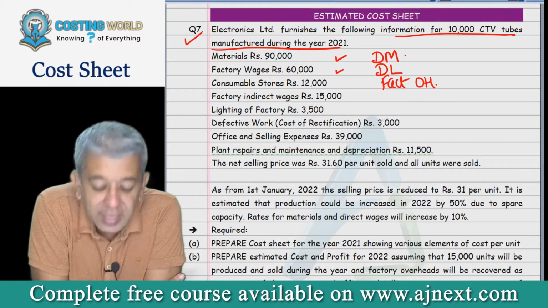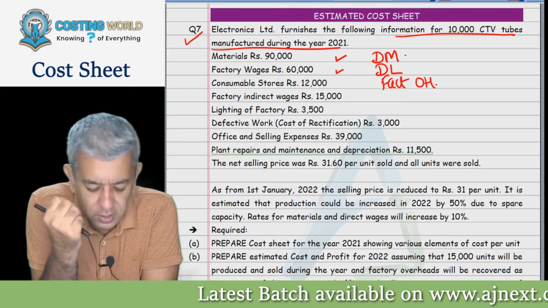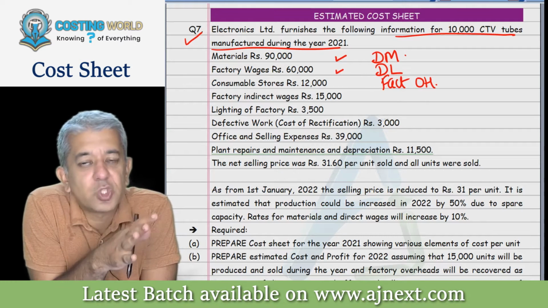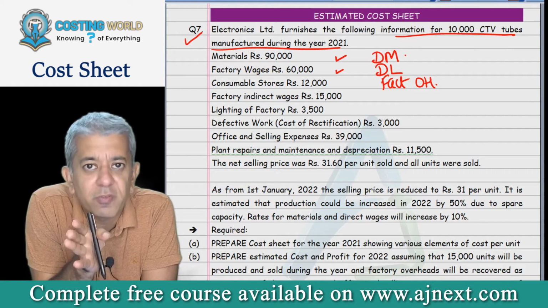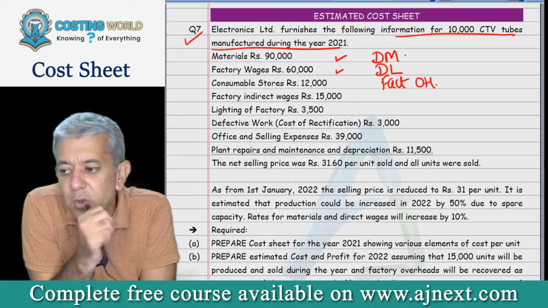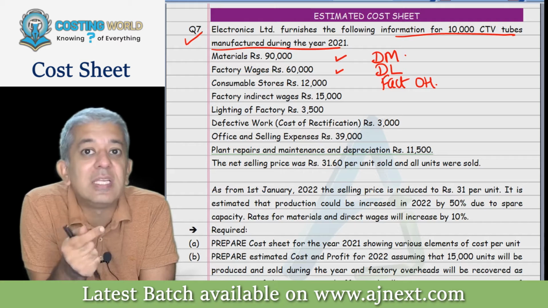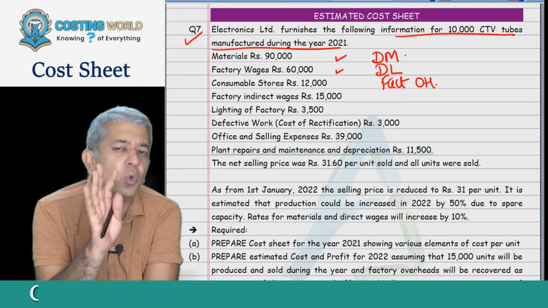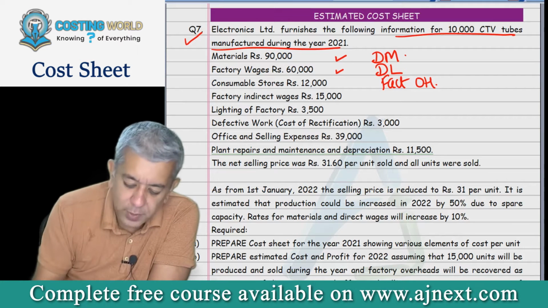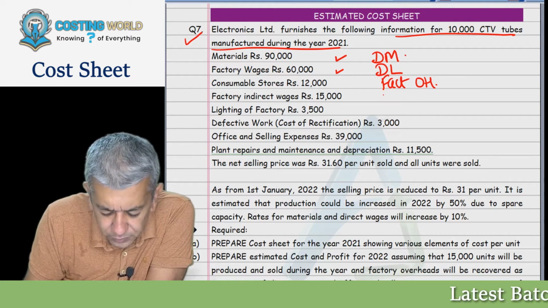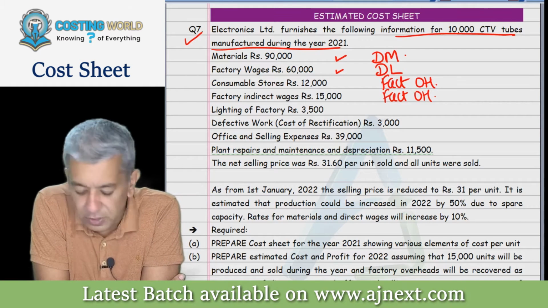Factory indirect wages. Now, 2 things. Direct wages is the money paid to those workers who produce your product. Then what are indirect wages? Indirect wages are the money paid to those people who do not produce your product. For example, there is one guy who is sweeping the factory floors. He is an indirect worker. There is one guy who is in charge of maintenance of machinery, indirect worker. There is one guy who is responsible for greasing the plant and machinery, indirect worker. These guys don't do production, but they do the other activities within the factory. Tell me, where should factory indirect wages come? Factory overheads.